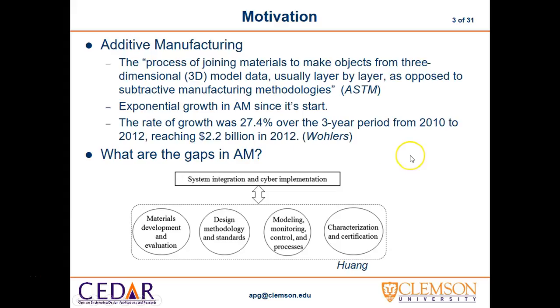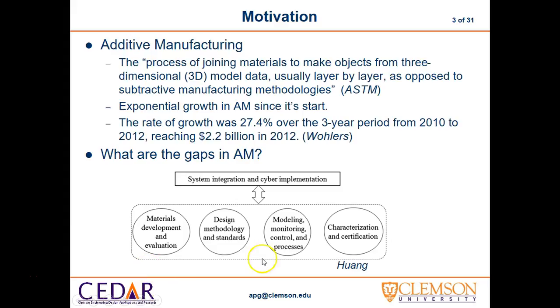So what are the gaps that are holding back additive manufacturing? There's really four main areas. First is the materials development and evaluation. That is, when we go to make something with additive manufacturing, what are the materials that we're going to use for that, and how can we characterize them? For example, a lot of the sintering processes are very sensitive to humidity and other things like this, and also the particle size.